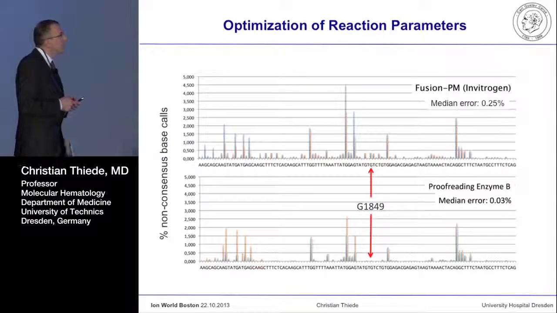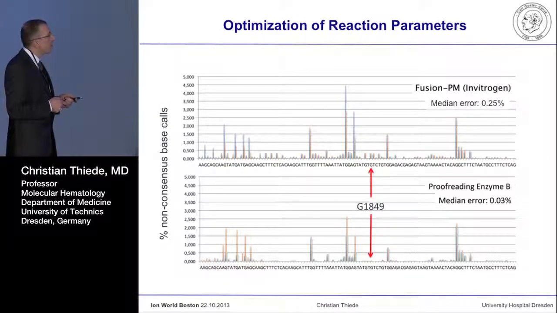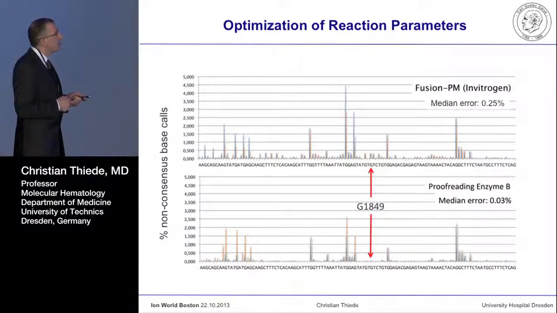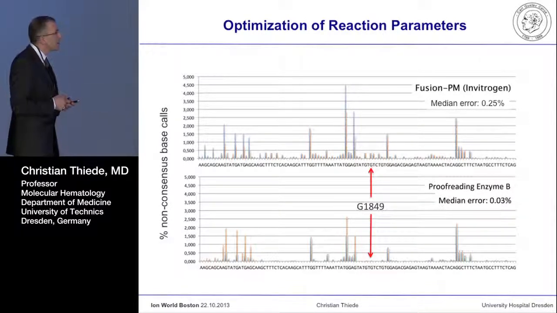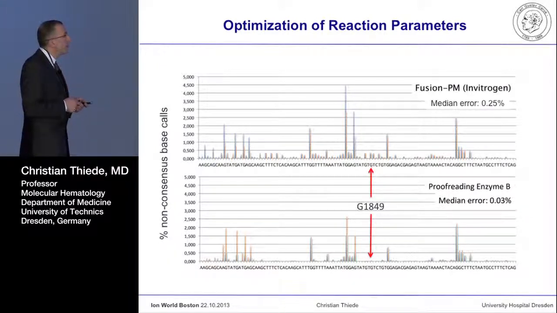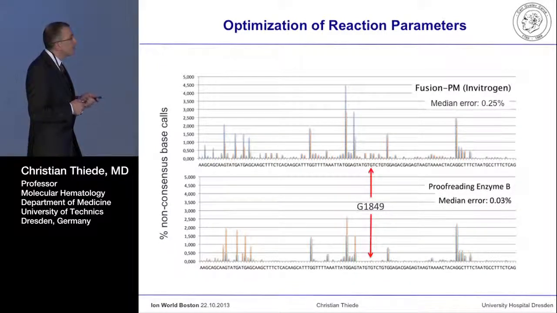This was our first shot with this test, and we were a little bit disappointed to see that there is a high degree of background calls. This is the non-consensus base calls depicted here for the entire amplicon which was tested. And you can see that there's a median error of probably 0.25% with a very high variability.